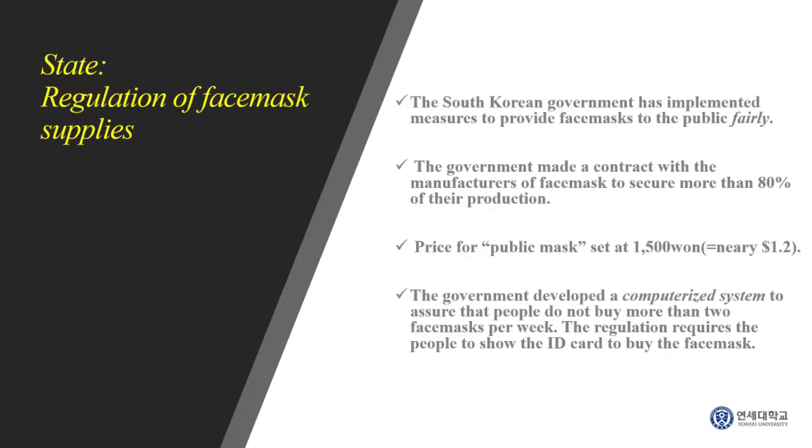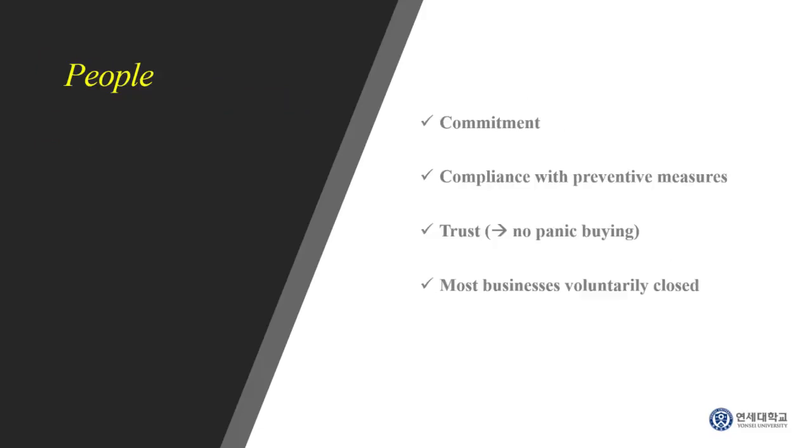The South Korean government has implemented measures to provide face masks to the public. The government made contracts with the manufacturers of face masks to secure more than 80% of their production. The price was set at nearly $1. People can purchase 2 masks per week. Now let me explain the people. People showed commitment. People also showed compliance with preventive measures. They showed trust, so we didn't suffer panic buying.